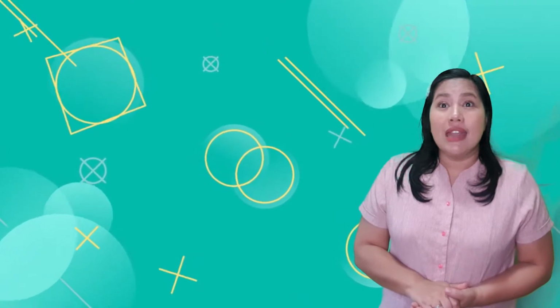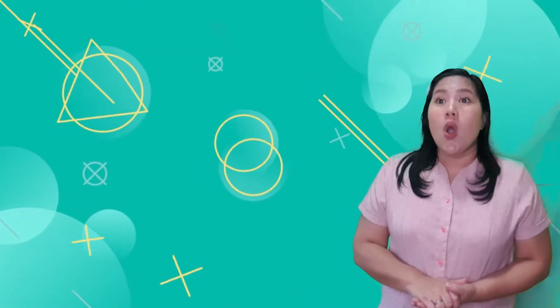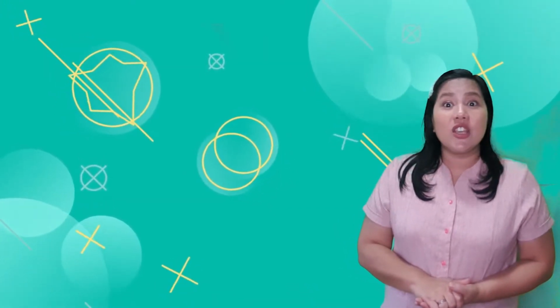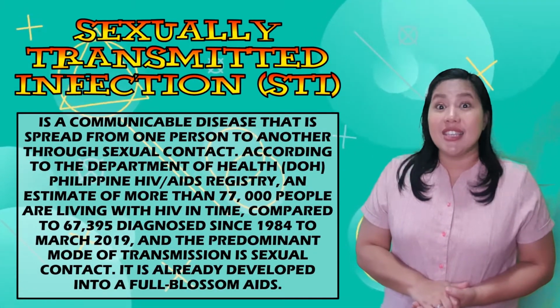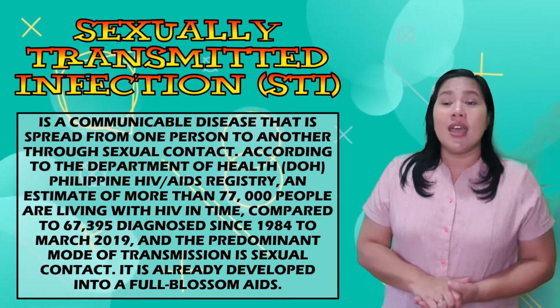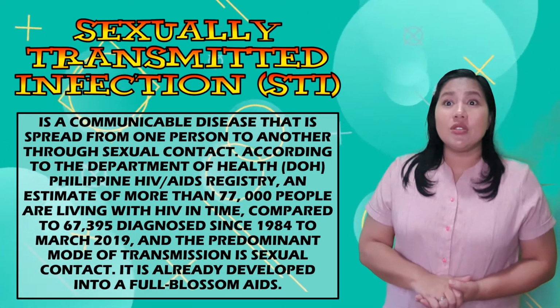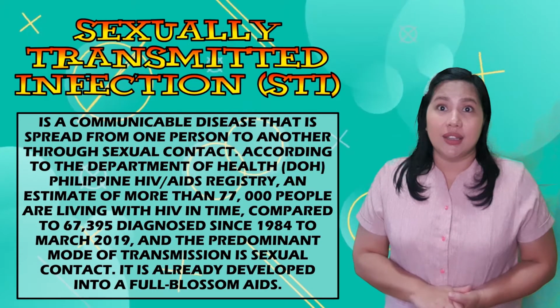So now, let's begin with our discussion. What is sexually transmitted infection or STI? Sexually transmitted infection or STI is a communicable disease that is spread from one person to another through sexual contact.